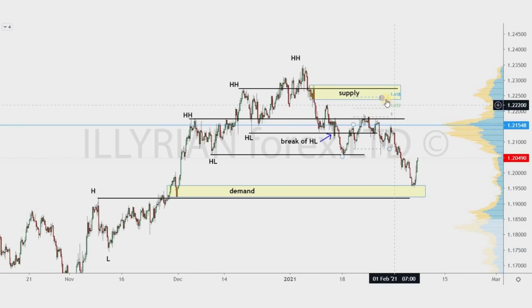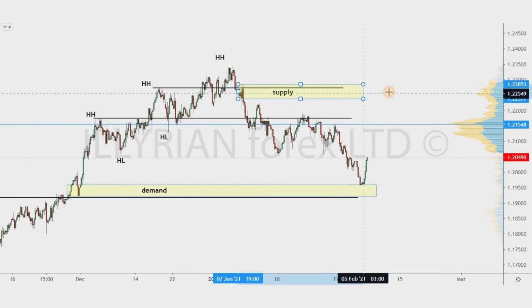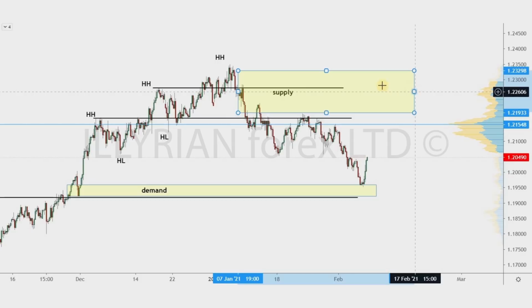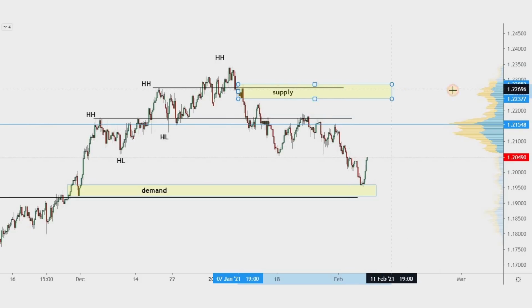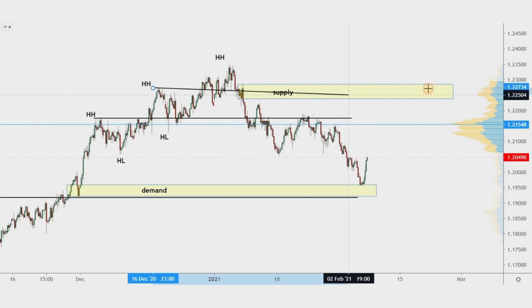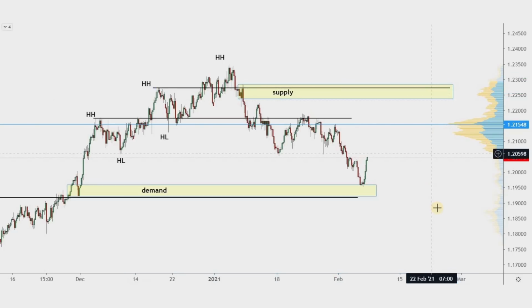We missed the entry because the price didn't pull back at the supply zone according to the second scenario that we chose. Even though the price didn't touch it, the supply zone remains a strong level with a lot of sell pressure.